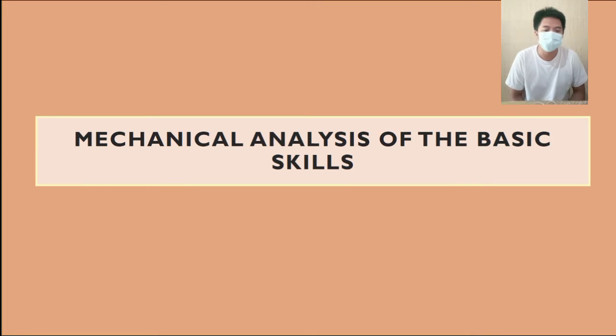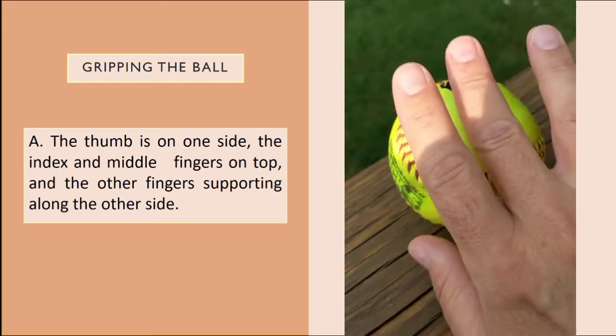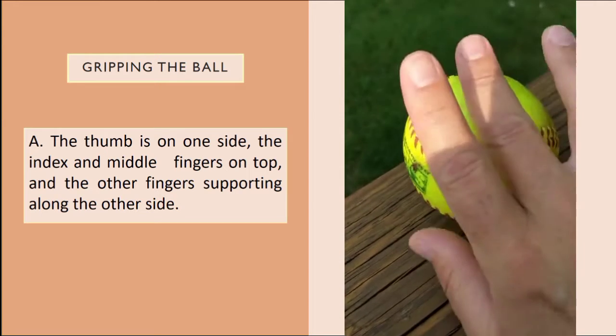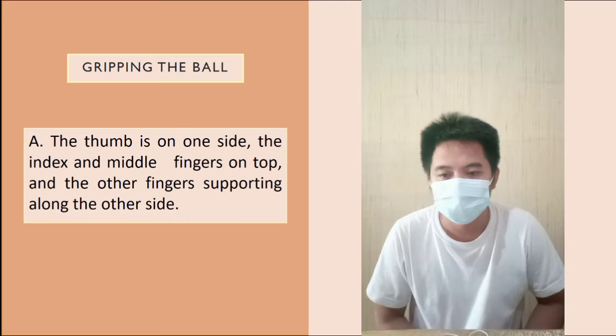Mechanical analysis of the basic skills. First is gripping the ball. The thumb is on one side, the index and middle fingers on top, and the other fingers supporting along the other side. Next is throwing.